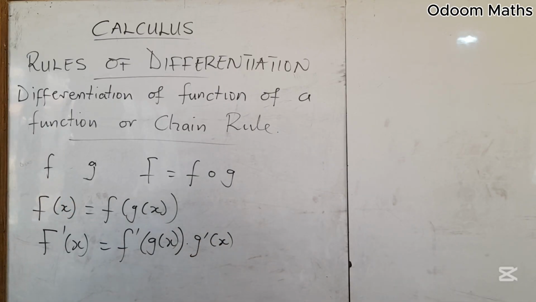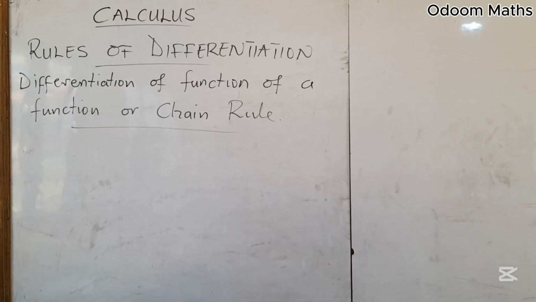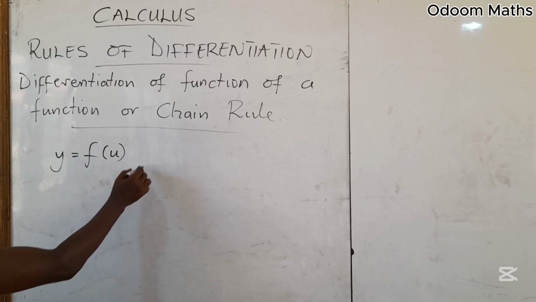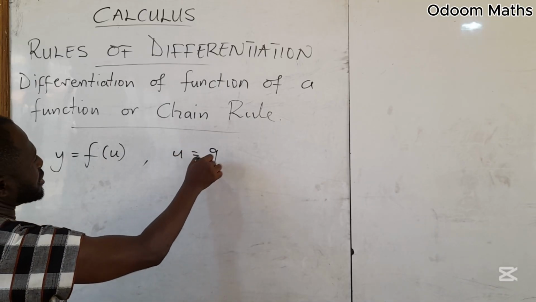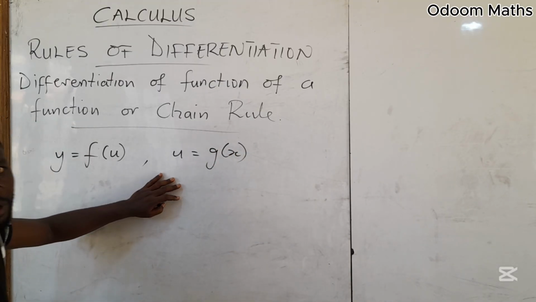So in Leibniz notation, dy/dx is equal to dy/du times du/dx. So we call this the chain rule. We can simply say that y is f of u, and then u is g of x. And let me rewrite the notation again.